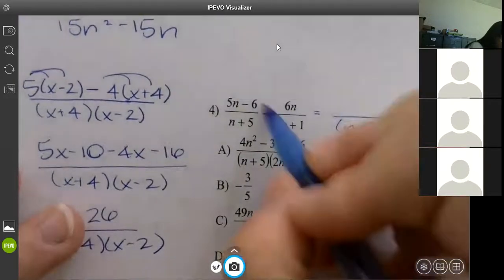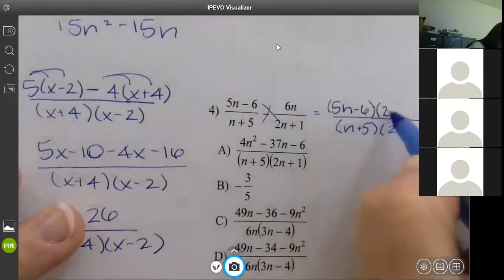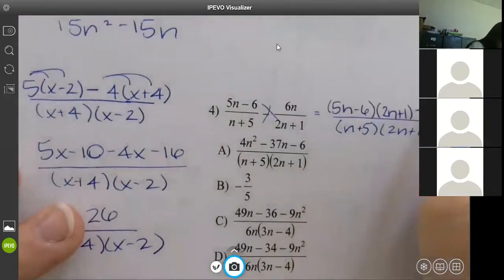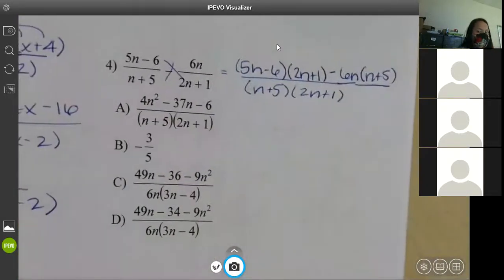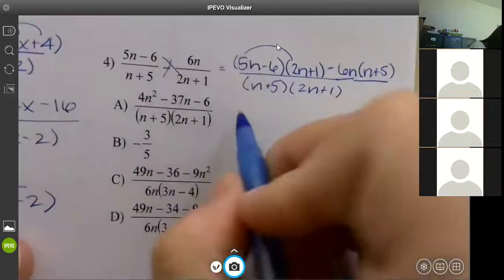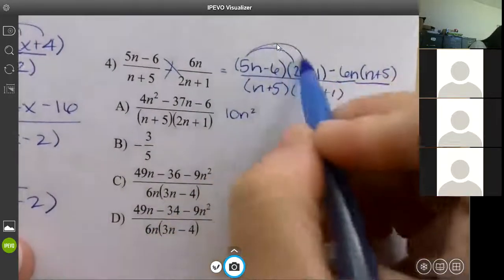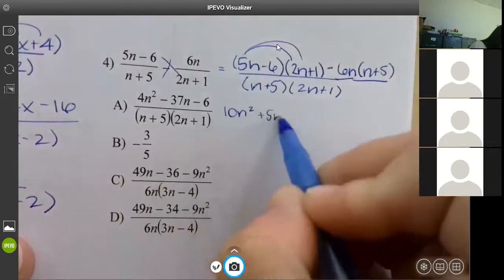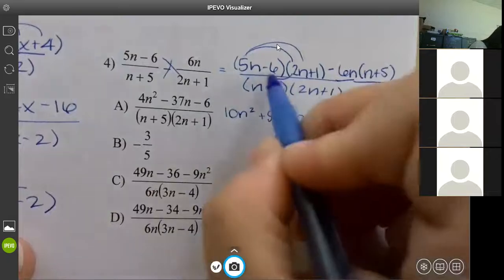On the top, we're going to cross multiply. We're going to have 5n minus 6 times 2n plus 1 minus 6n times n plus 5. And I'll move it so you guys can see it. We have to double distribute on the first one. 5n times 2n. 5n times 1. -6 times 2n. -6 times 1.